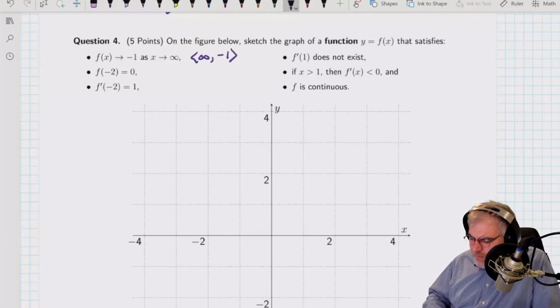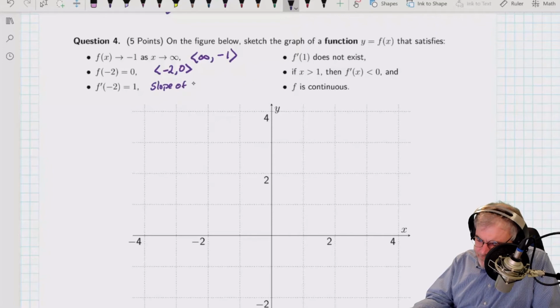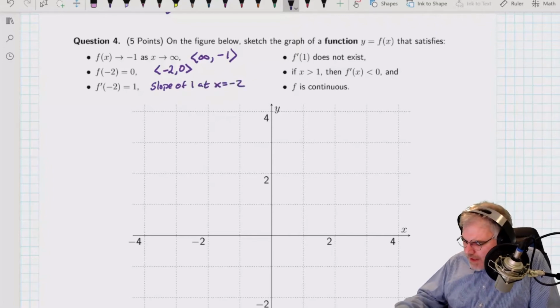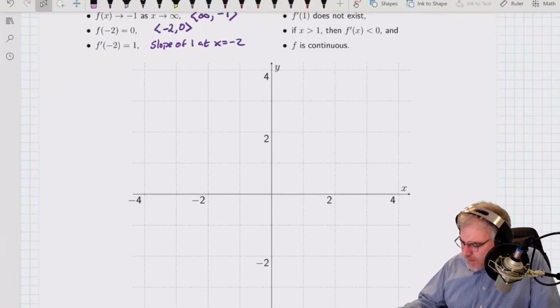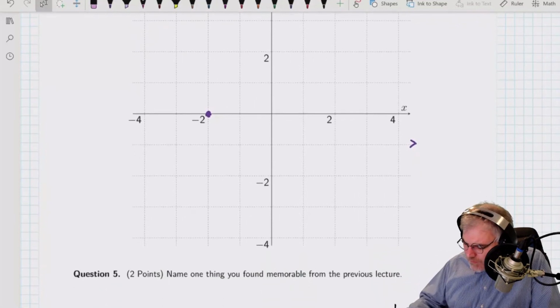So that's going to be a point on my graph. -2, 0 is easy. f prime of -2 equals 1. That means slope of 1 at x equals -2. Now I'm going to stop. I'm going to put infinity, -1 on this graph. There it is. I'm going to put -2, 0 on this graph. There it is. And now before I do anything else, I'm going to put slope equals 1.